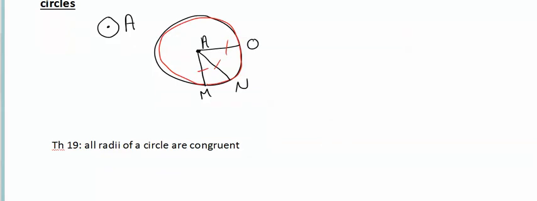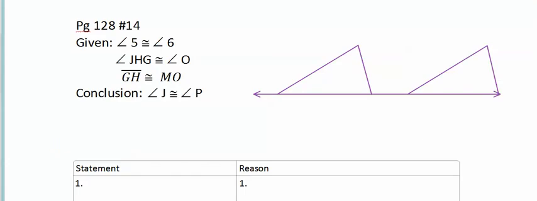A couple of things also to remember about circles as we're going through this chapter. The first is that the area of a circle can be found by using pi times the radius squared, and the circumference can be found by 2 times pi times the radius. Let's look at a proof type problem on page 128, number 14. This proof is going to use CPCTC, corresponding parts of congruent triangles.